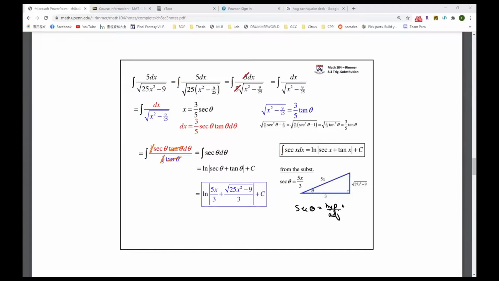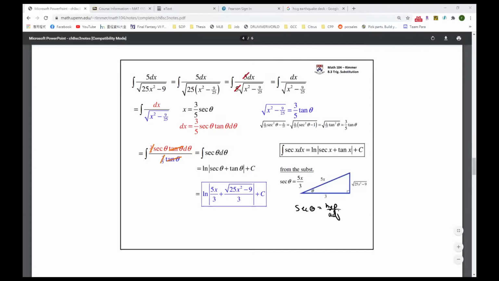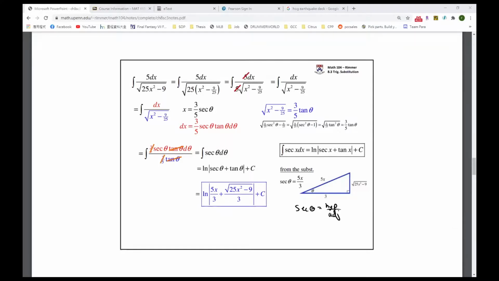and then bring out the outside, which gives me a 5. So I have x squared minus 9 over 25. Now, in this case, we can see that we can write this as x squared minus 3 over 5 quantity squared. In this case, our a is 3 over 5, and this is in the form of x squared minus a. So let's see which trig sub we have to use.